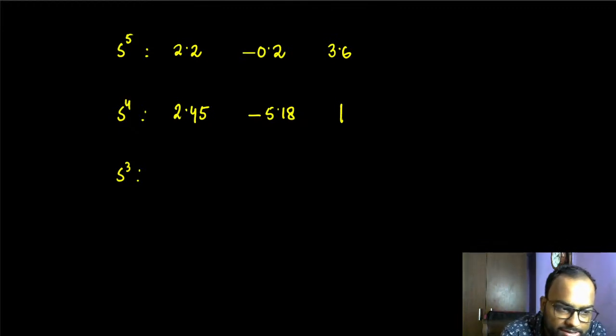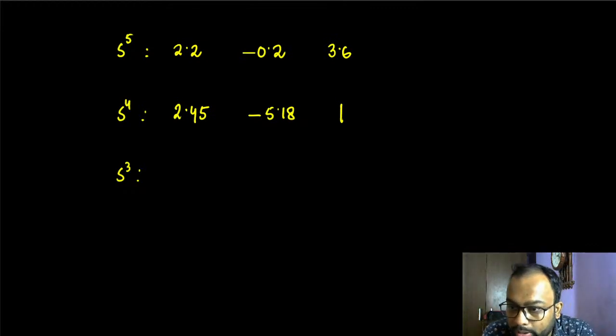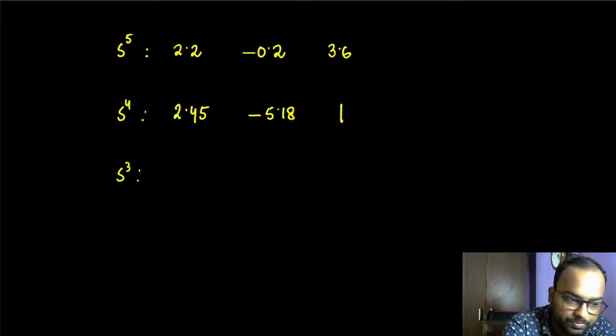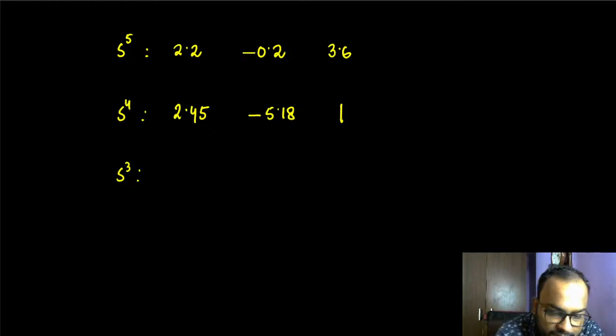And that plus 2.2. So 0.2 times 2.45 minus, so it becomes plus 2.2 times 5.18, whatever that is, and divided by 2.45. So that's 4.45.